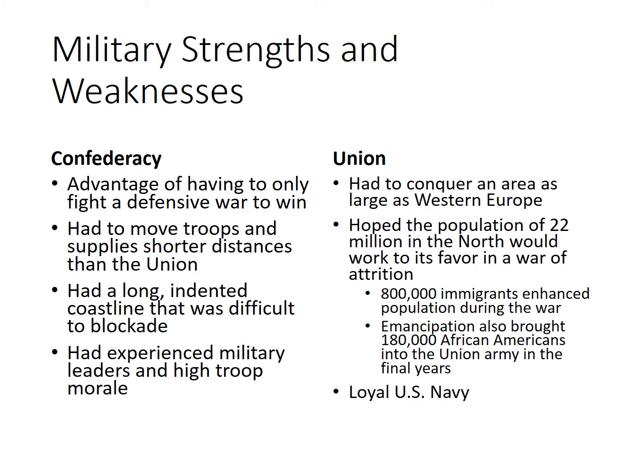Now the Union, they had to conquer an area as large as Western Europe, and they hoped that the population of 22 million in the North would work to its favor in a war of attrition. So there were 800,000 immigrants that enhanced their population during the war, and emancipation in 1863 also brought 180,000 African Americans into the Union Army in the final years. They also had a loyal U.S. Navy, so pros and cons on both sides.